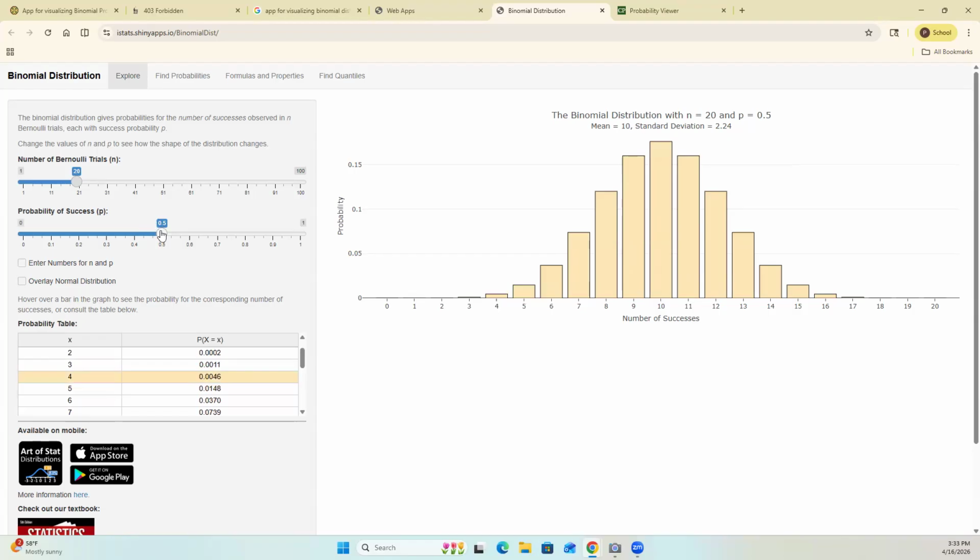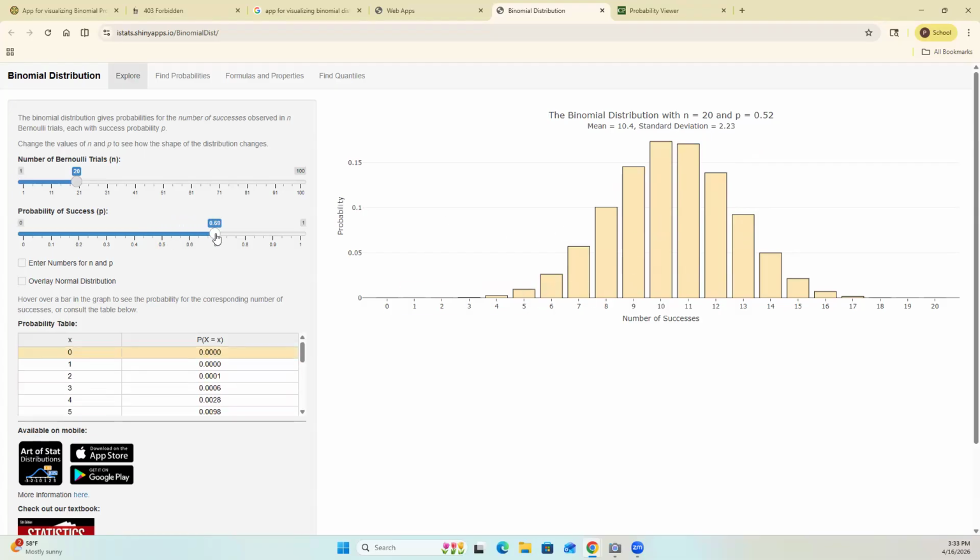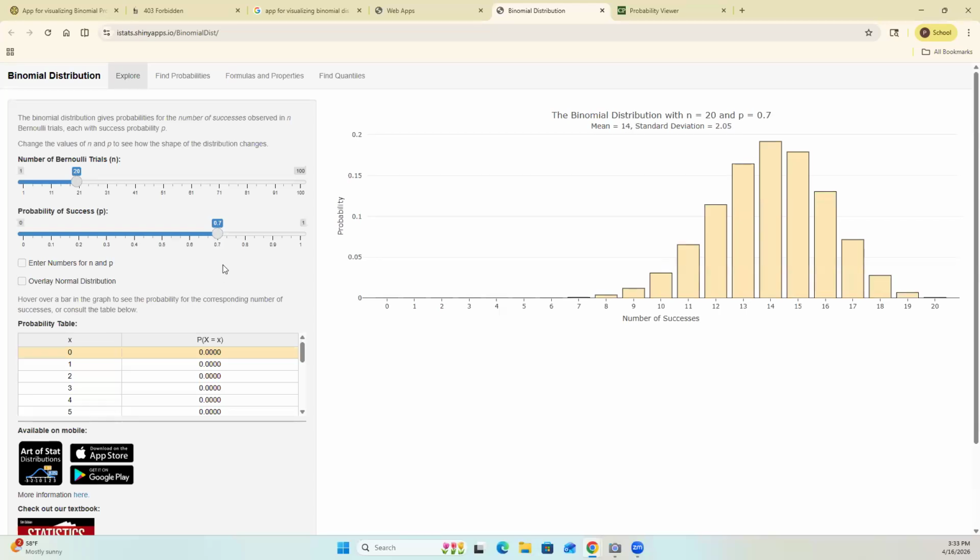And we can even do something where it's not a fair coin. Like suppose it's 52%. That changes the probability of getting 10. Or maybe it's way off. Maybe we're not talking about flipping coins. Maybe we say 70% of Chemeketa students have taken Math 111. If I collect 20 random students, what's the probability that 12 of them have taken Math 111? And it shows us right there.